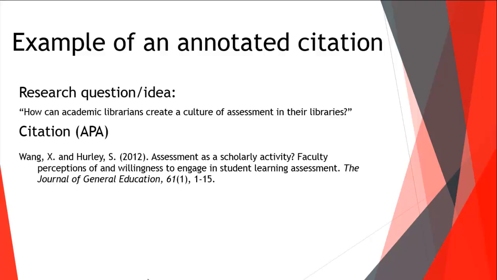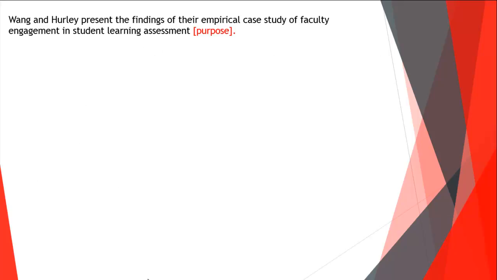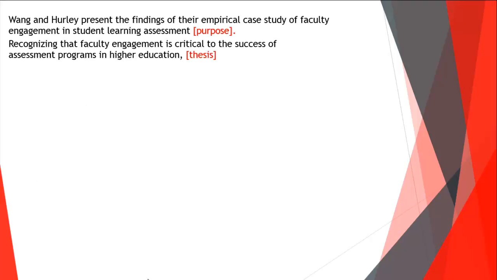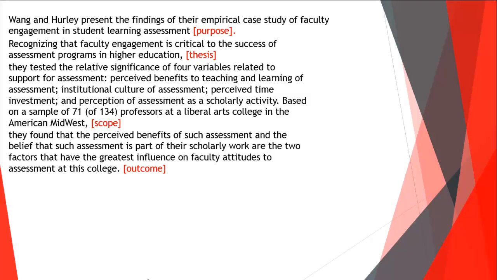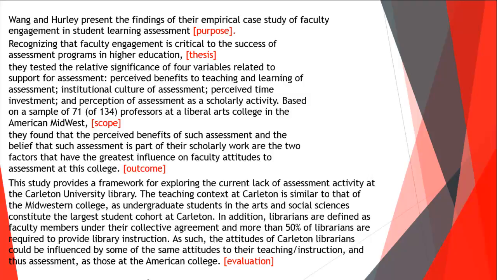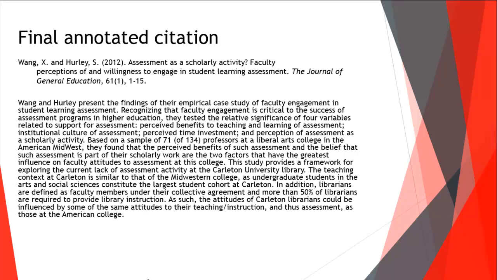Now let's take a look at the annotation. Here's the statement about the purpose of the study, the statement about the thesis of the study's scope, and the findings or outcomes of the study. And this section is the evaluation of the source in terms of its relevance, accuracy, and quality. And here is the final annotated citation.